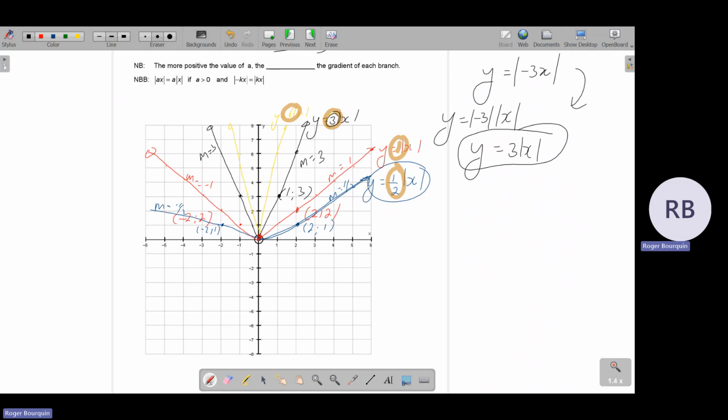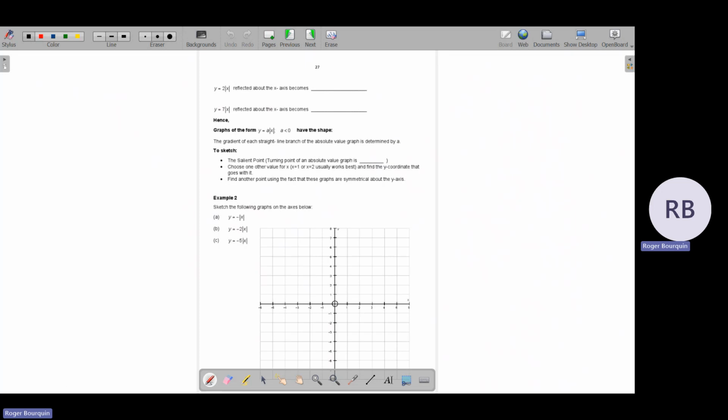What will be the equation of this branch? y is equal to half x. And that one? Negative half x. Okay. So as that number changes, that's how it affects that graph. Okay. Right. If I go to the next page.